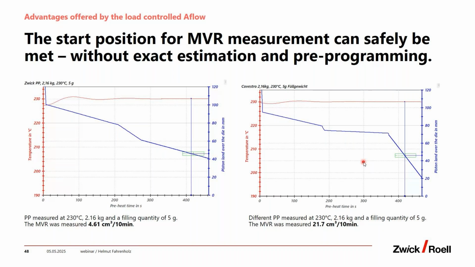You just say, I want to do a test at a certain temperature under a certain weight according to a certain standard. Then you fill in enough material, for example 5 gram, and the Aflow looks by itself what to do. So this is a test procedure for a melt flow rate of 4.6. Here you see we run down a little bit faster. Here it pushes a little bit, then it comes to the right position and it does the test. If we have a higher melt flow rate, then it may look different.